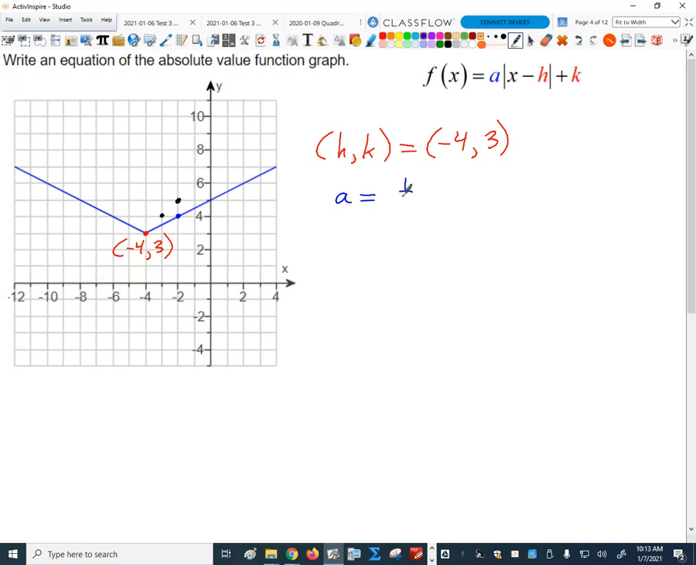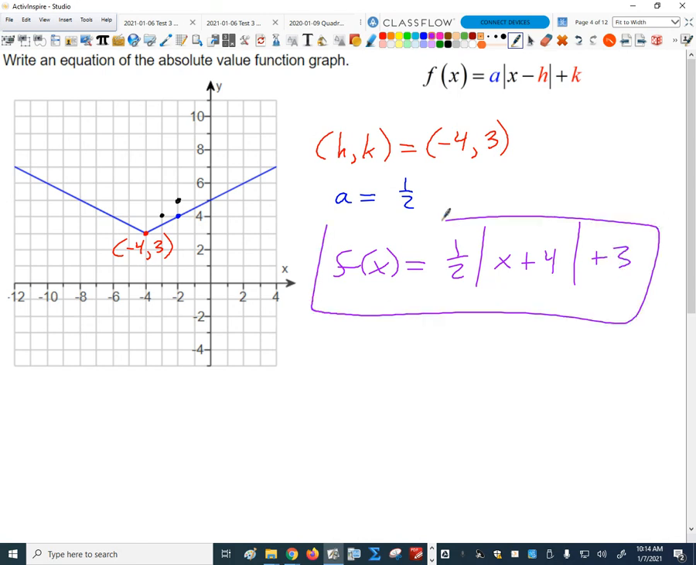Either way, when we plug that stuff in, what do we get for our function then? F of x equals, well, there's my 1/2. I've got the absolute value. Now, what does the x minus h become inside? What should I get there on that one, Abby? X plus 4. There you go, good. X plus 4, and then finally I'm going to get, what, a plus 3? And so there's my answer. Okay.